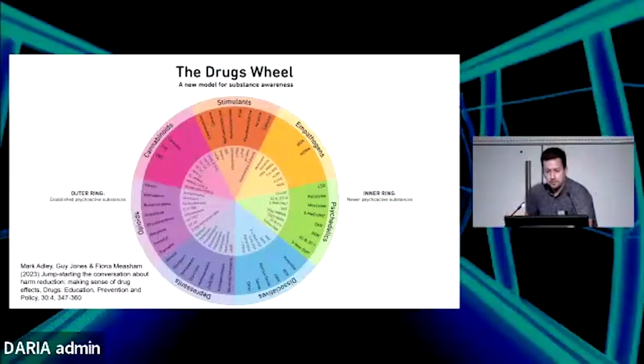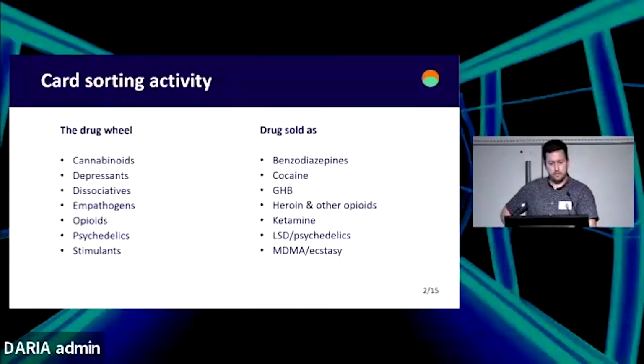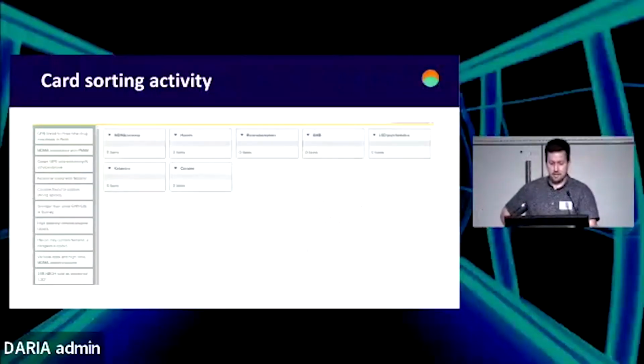Many of you will know the drug wheel as a way of understanding drugs based on their effects. These are the two sets of categories that we used. You'll see the drug wheel on the left and ours on the right. The completists among you will be really stressed out by this because it's a mix of categories and drug types. But remember, the job is not to categorize everything, but to come up with a useful system for the content we have. This is what card sorting looks like in practice.